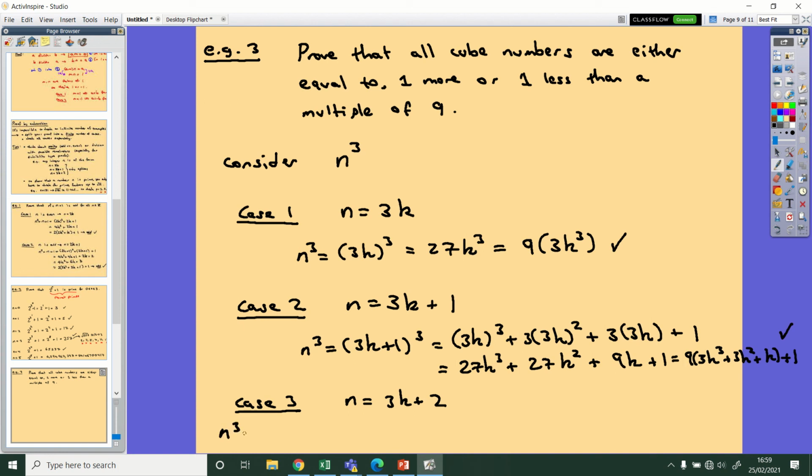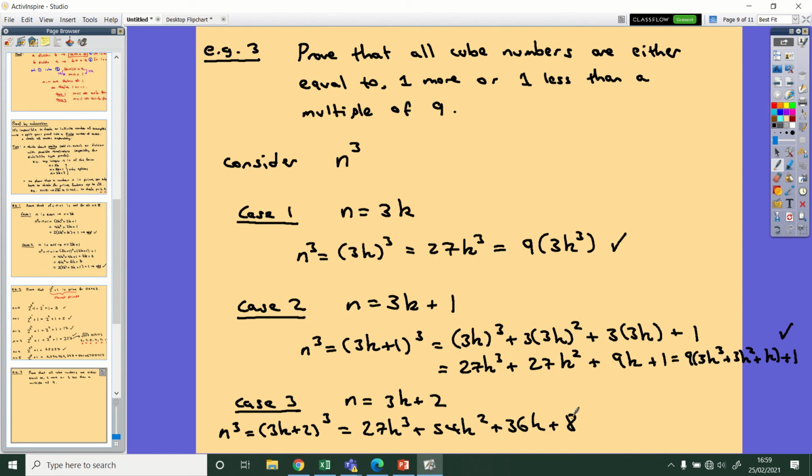Okay, right, let's finish this off on the same page. So n cubed is (3k plus 2) cubed. I'll save you the time of cubing that out. What you're going to get is 27k cubed plus 54k squared plus 36k plus 8.